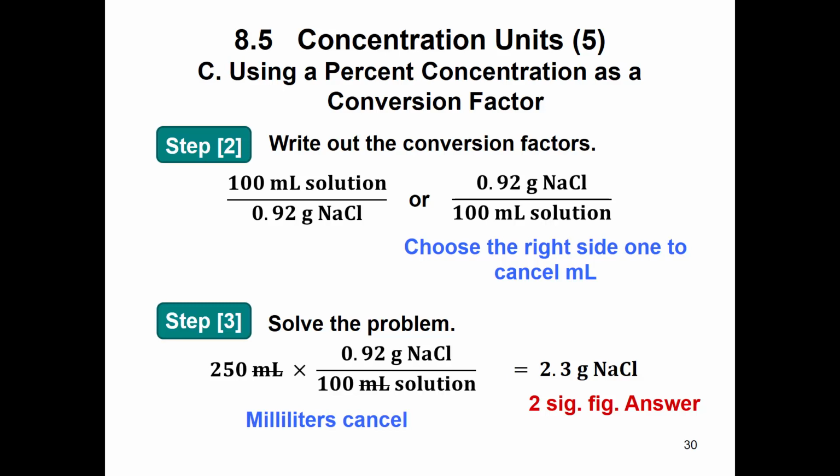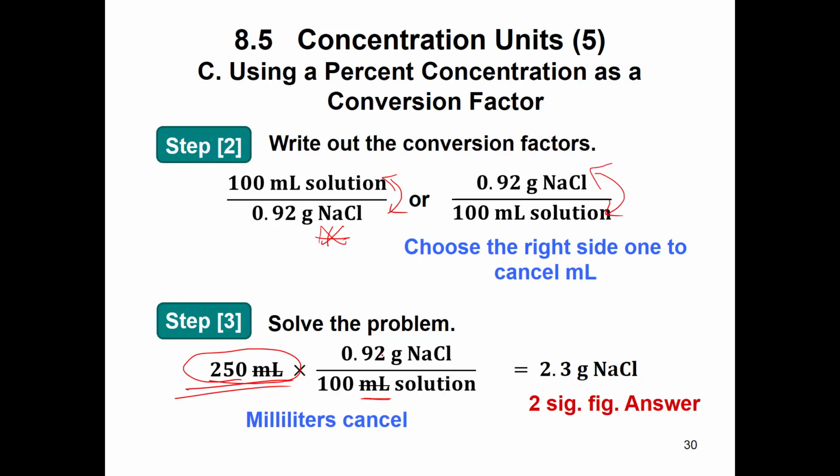Since it's a conversion factor, I can either write it this way or I can write it this way, and I just choose which one is going to allow me to cancel out what to start with, because the 0.92 grams per 100 milliliters is a concentration. I cannot hold that in my hand. It's not something I can measure. So 250 milliliters, however, I can measure. So I start with that amount, and then I put my concentration with my milliliters on the bottom.